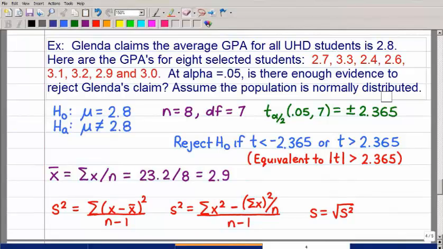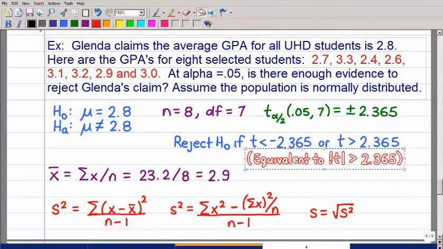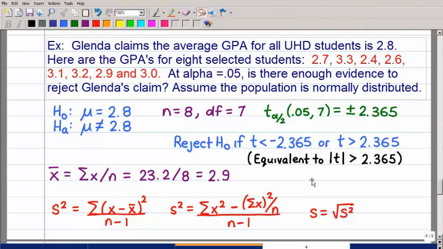So here's our decision rule. We would reject the null hypothesis if T is less than negative 2.365 or T is greater than positive 2.365. But as I mentioned right there in parentheses, that's the same thing as just taking the absolute value of your T, so essentially just making it positive if it's negative and seeing if it's greater than 2.365.